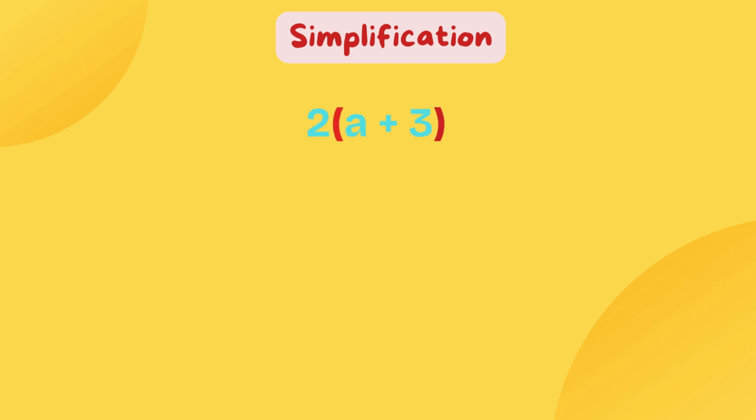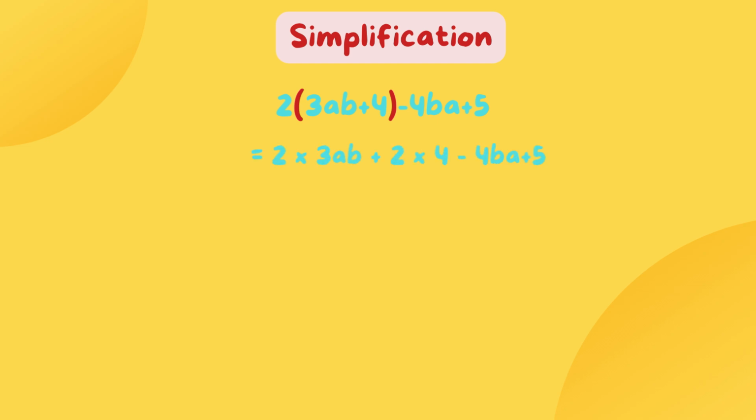Sometimes terms are hiding inside the bracket. Then we have to apply the distributive property. We must multiply the number outside by everything inside. Let us simplify one such expression. First, we will distribute to clear the bracket. 6ab plus 8 minus 4ba plus 5.